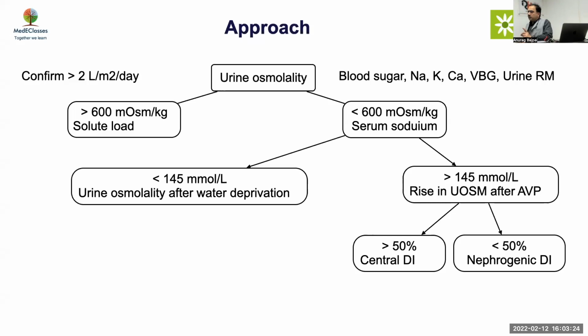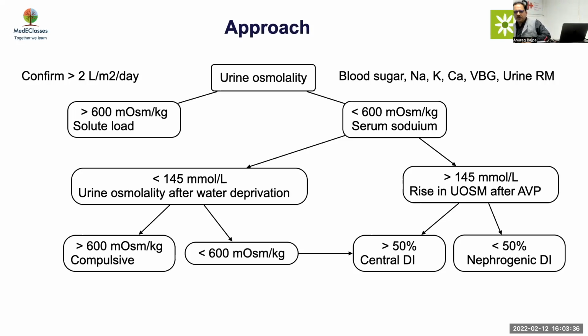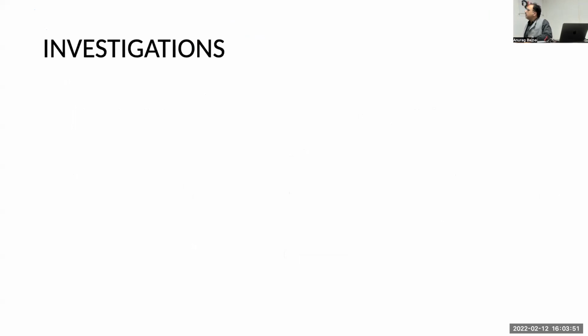If the serum sodium is less than 145, do a water deprivation test. If the urinary osmolarity goes above 600, it's compulsive water drinking. If it's less than 600, you have to do an AVP response test. So basically, the major test is urinary osmolarity, and then if required, water deprivation test. As things change, co-peptin may become a part of this algorithm, and it will become much easier and simpler. So now what happened in this case, Dr.